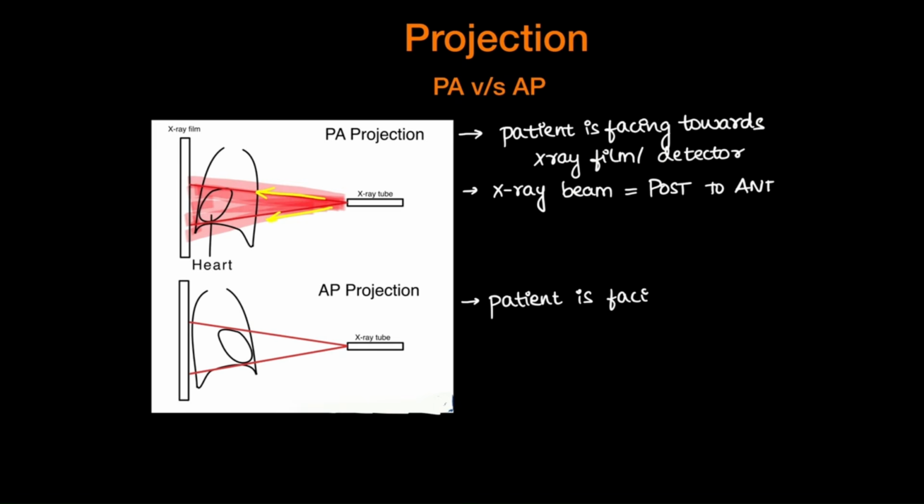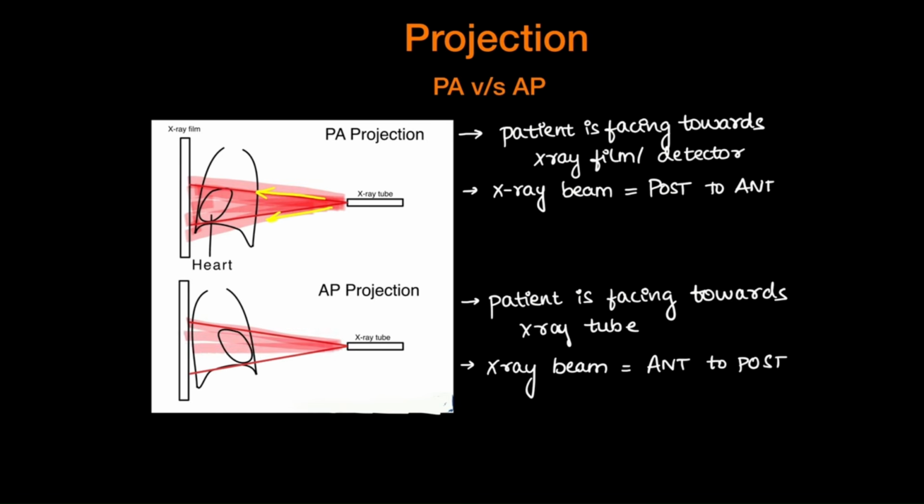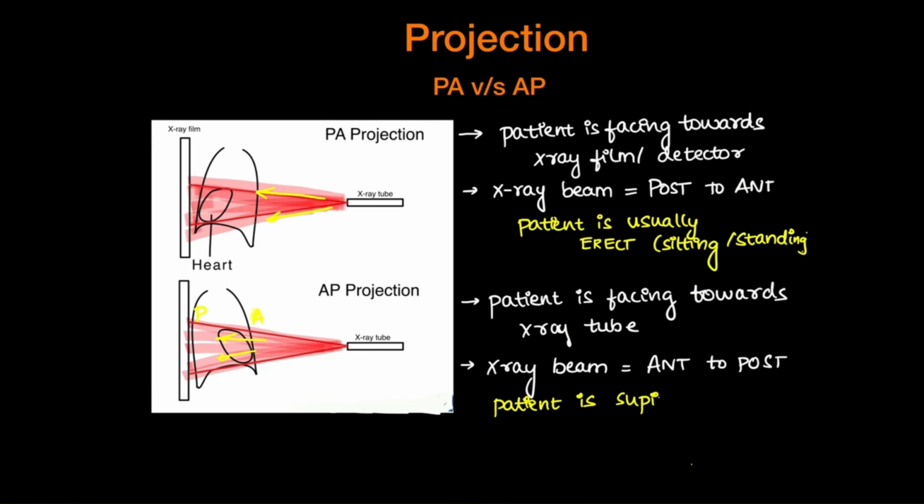Whereas in AP view, the patient is facing towards the X-ray tube. So the X-ray beam is passing from his anterior to his posterior. The film or detector is behind the patient in this. The patient is usually erect in PA view, whether he is sitting or standing, it's erect. And in AP, the patient is usually supine, like bedside X-rays and all that.